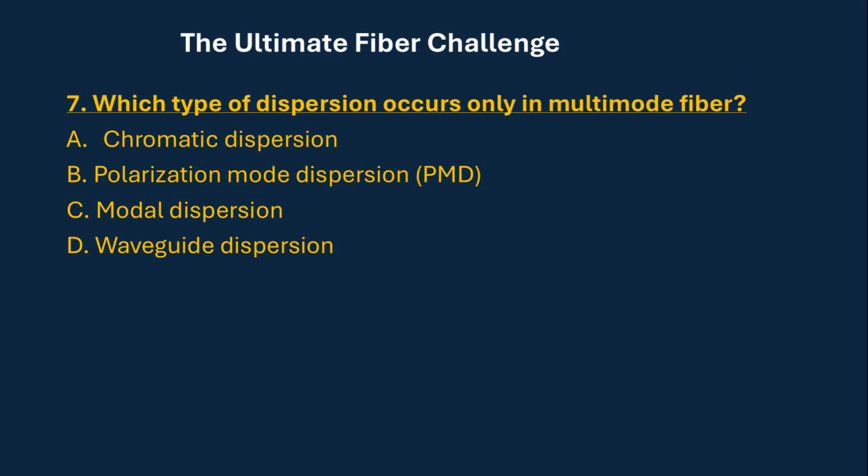7. Which type of dispersion occurs only in multimode fiber? A. Chromatic dispersion. B. Polarization mode dispersion, PMD. C. Modal dispersion. D. Waveguide dispersion. The correct answer is C. Modal dispersion occurs only in multimode fiber.